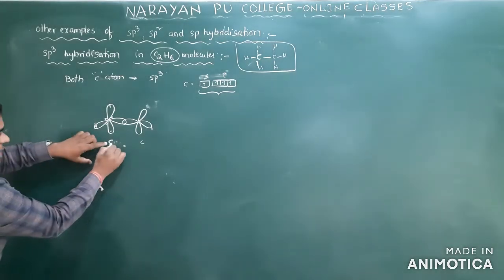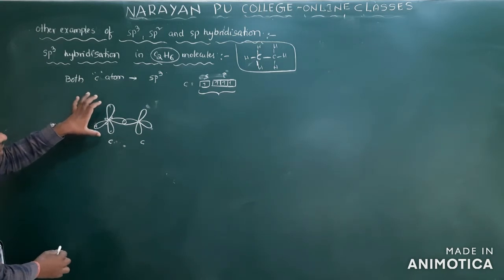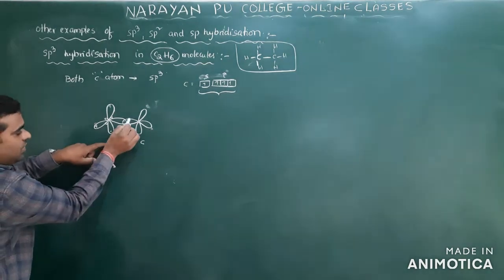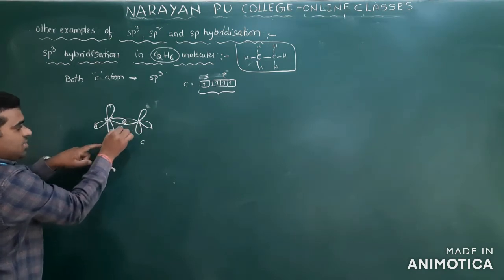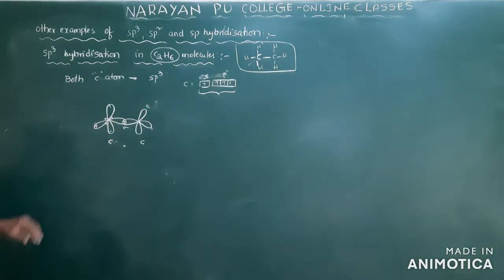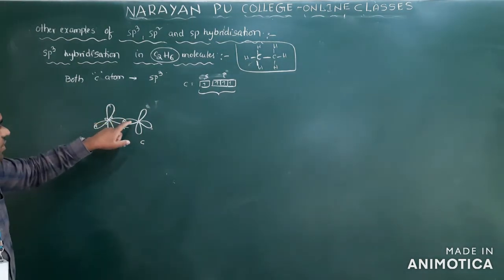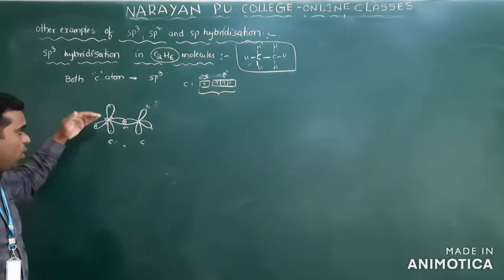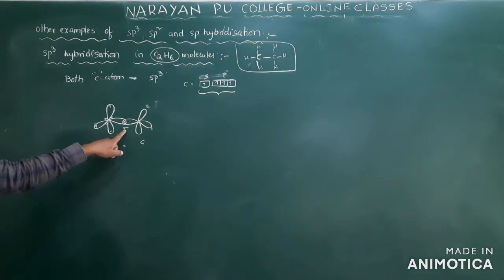Now you see here, this is carbon and this is carbon. So each carbon has 4 sp3 hybridized orbitals. One of the sp3 hybridized orbitals of one carbon overlaps with one sp3 hybridized orbital of another carbon and forms one bond here. Which bond here? Sigma bond along the internuclear axis. Overlap along the internuclear axis forms one sigma bond. Clear?